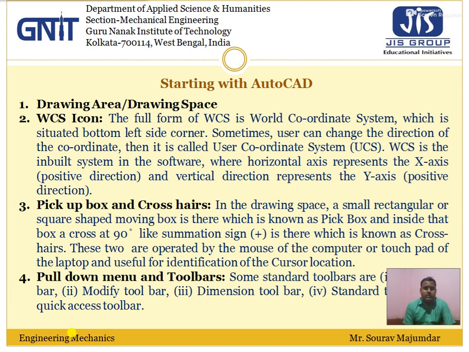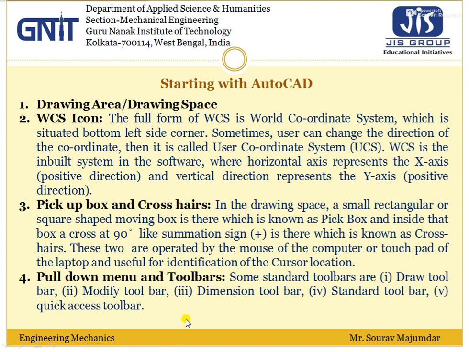Now come to the pickup box and crosshair. In the drawing space, a small rectangular or square shaped moving box is known as the pickup box, and inside that box a cross, like a plus sign, two lines mutually perpendicular to each other, is known as the crosshair. These two are operated by the movement of the mouse, or if you use a laptop, by the touchpad. You can operate them easily. This is useful for identifying the cursor location. If you move your cursor, its location is easily visible in front of you.